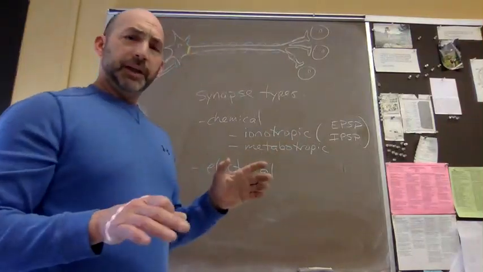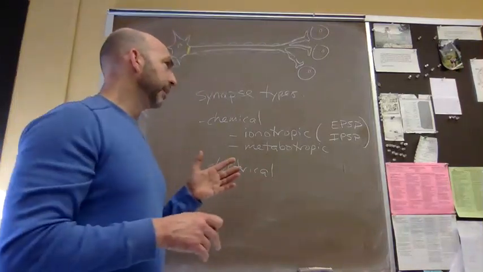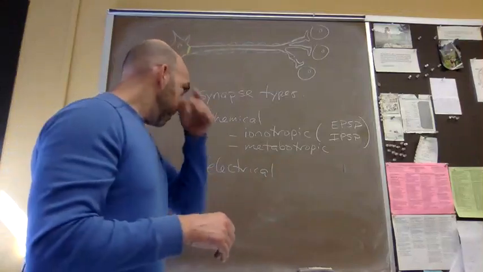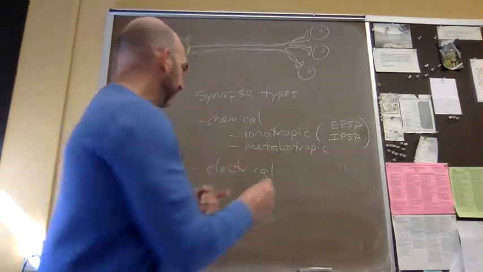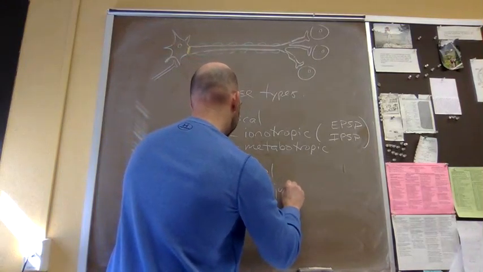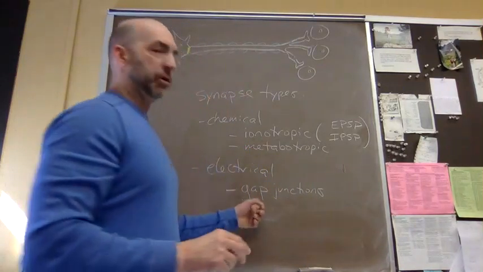Electrical synapses are really easy. They're also very rare. They tend to be in the central nervous system. A lot of invertebrates have them, even outside of their central nervous systems. And these are synapses between neurons formed by gap junctions.